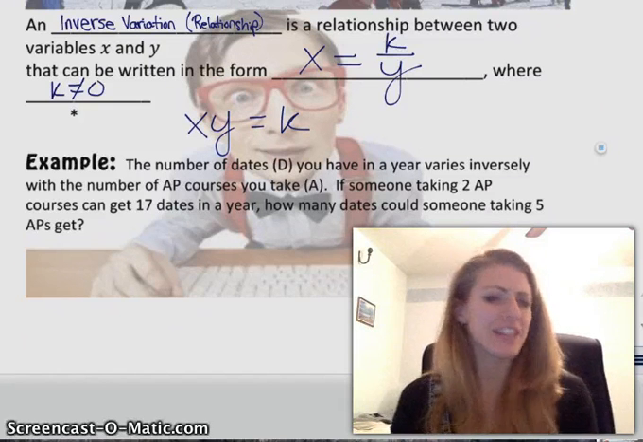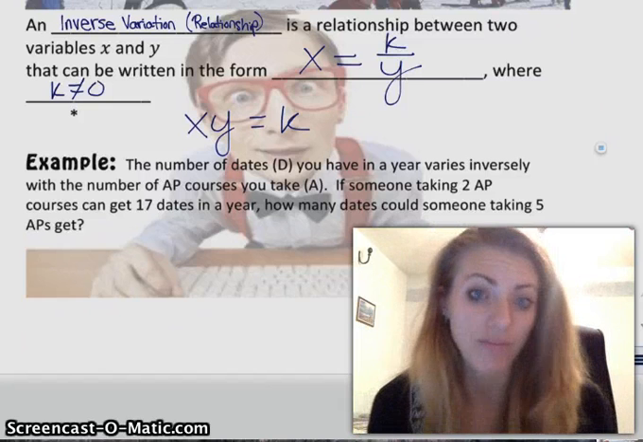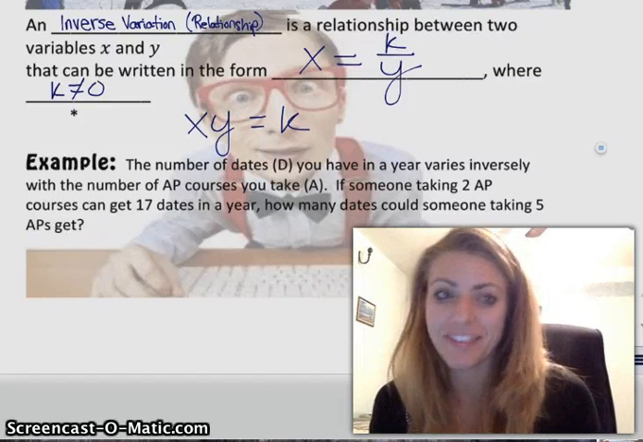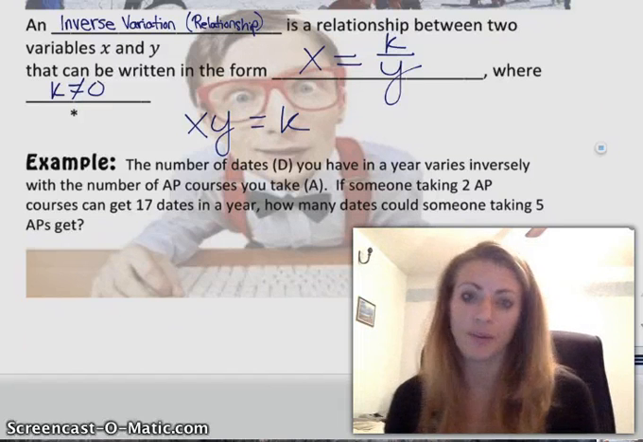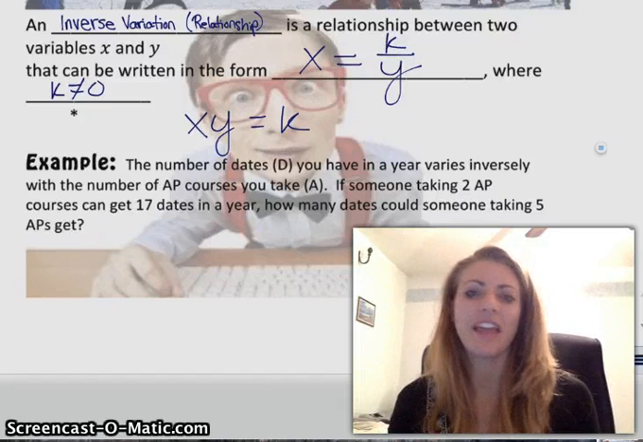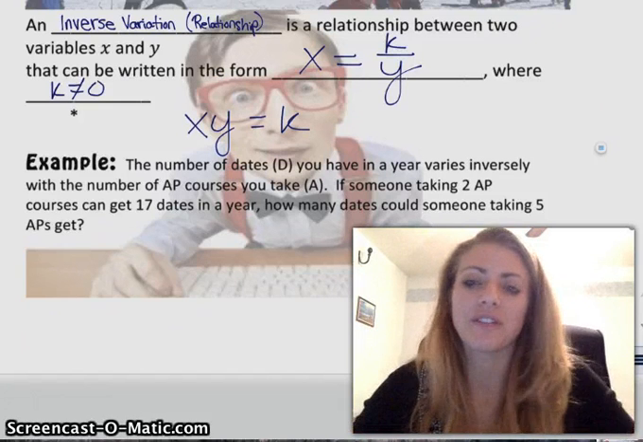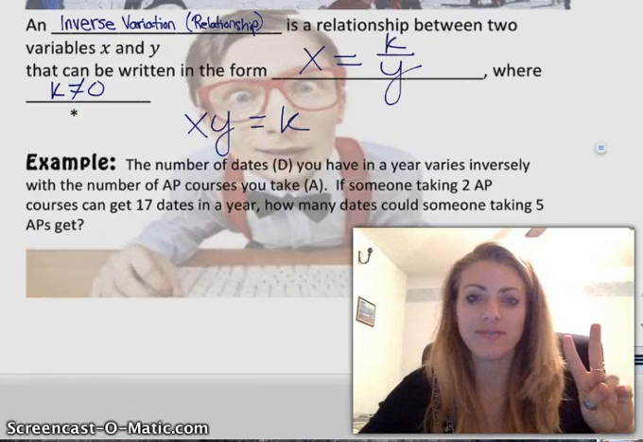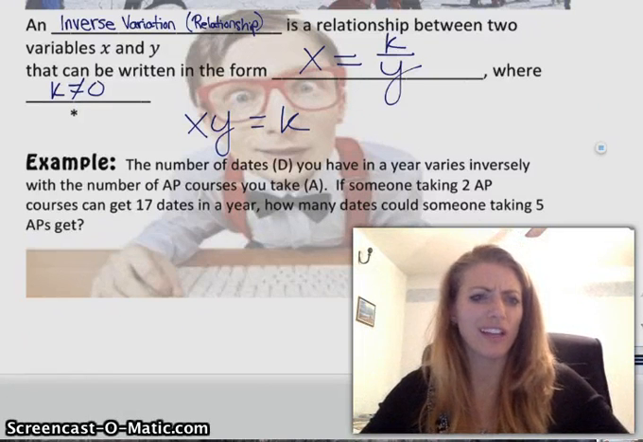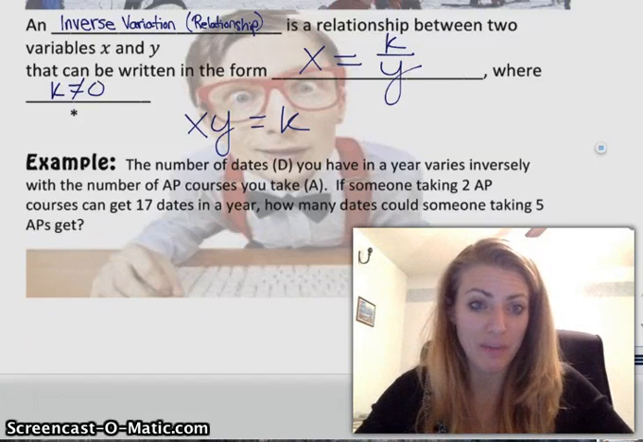And it's a good example of an inverse relationship, because the number of dates you have in a year tends to vary inversely with the number of AP courses you take, or even your GPA. And so they give you some information so you can figure out the constant. So if somebody's taking 2 AP courses and can get 17 dates in a year, which is actually quite a lot of dates, how many dates could someone taking 5 APs get?